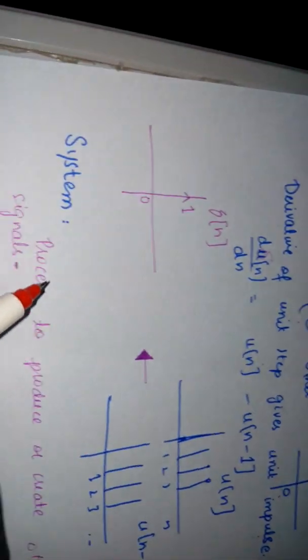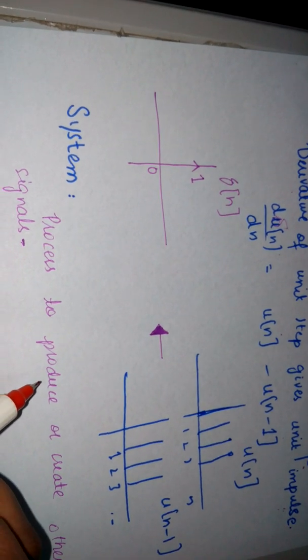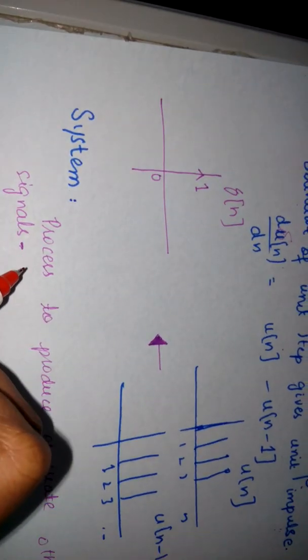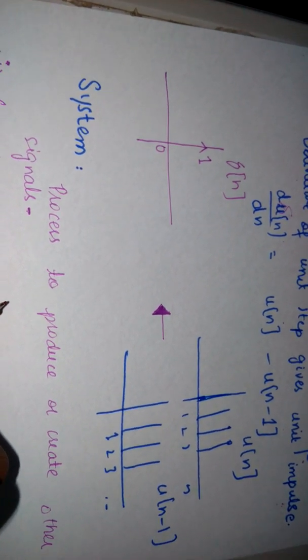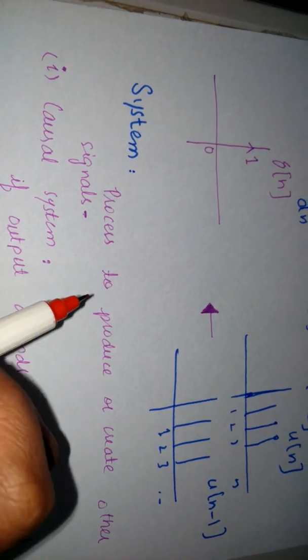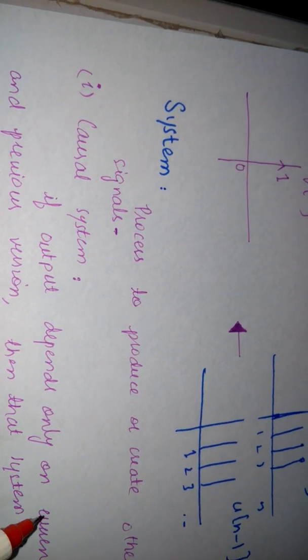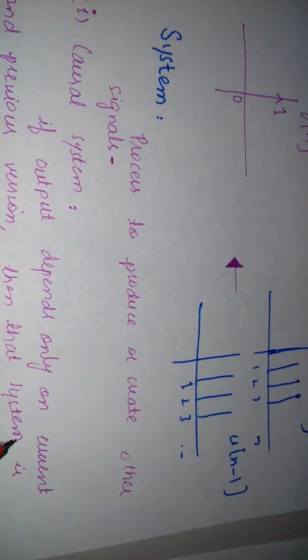Then next is, what is a system? A system is a process, algorithm or technique to produce or create other signals. So the first important system is the causal system. A causal system is one where the output depends only on the current and the previous version, then that system is causal.